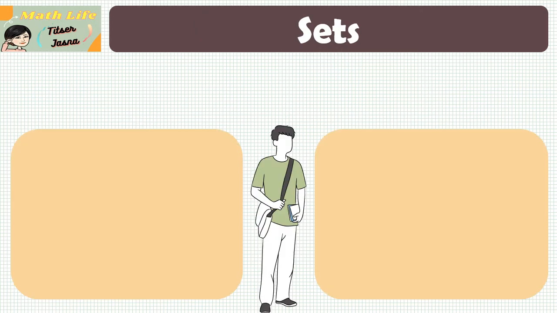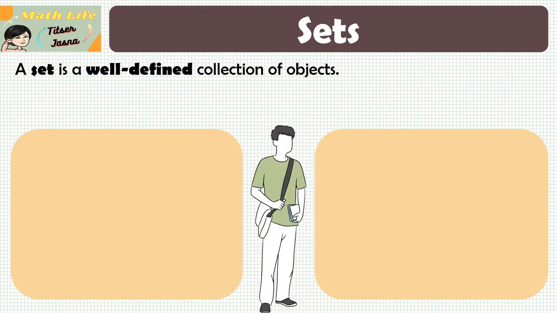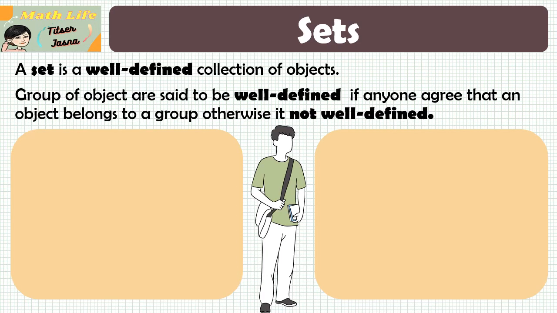So remember, class, that a set is a well-defined collection of objects. How are we going to know if a set is well-defined? A group of objects is said to be well-defined if anyone agrees that an object belongs to the group. Otherwise, it's not well-defined.